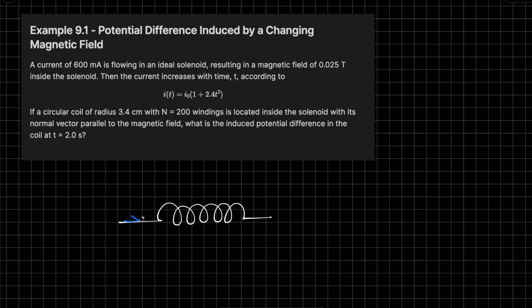Current is flowing through the solenoid. Current is given as a function of time. If you put different values for time, you'll get different values for current. So current is changing. There are 200 windings. N is equal to 200. The radius of the coil is R equals 3.4 centimeter.